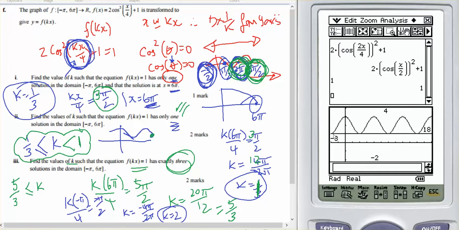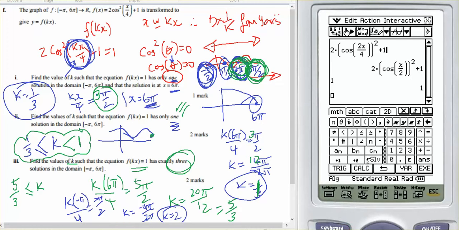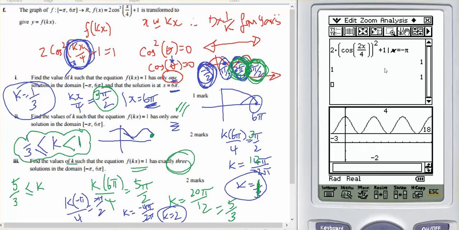So 2 did bring this as being a 4th solution, and I could double check it by making sure that if I go given x equals minus pi, I get an answer of 1, which I do. Therefore I've got 1, 2, 3, 4 solutions, so I wish to have k less than 2 but not equal to 2, and they're all my solutions.